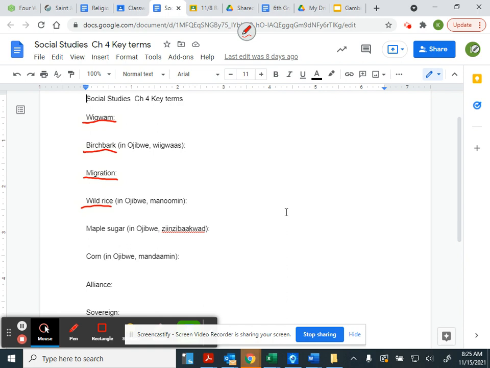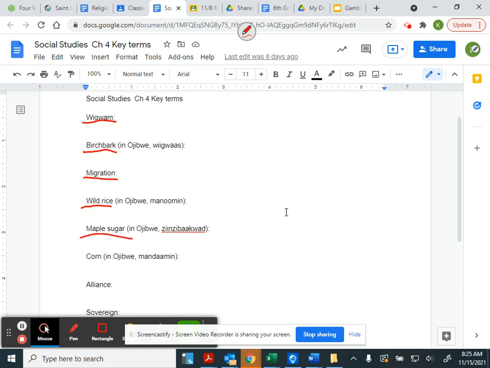Wild rice. Tristan. Shallow, tall grass that grows in shallow water, and wild rice is an important plant to the Ojibwe. Yeah, so it's a tall grass that grows in the water, and they take the grains of it to get the rice grains, and that was a very important plant to the Ojibwe.